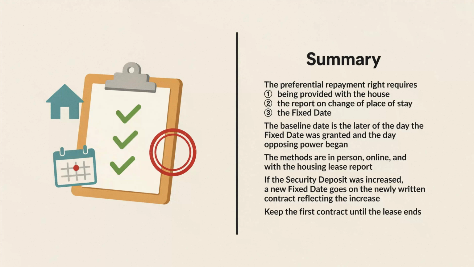Here is the summary. The preferential repayment right requires three things. They are being provided with the house, the report on change of place of stay, and the fixed date. The baseline date is the later of the day the fixed date was granted and the day opposing power began. The methods are going in person, applying online, and submitting with the housing lease report. If the deposit was increased, a new fixed date goes on the newly written contract reflecting the increase. The first contract is kept until the lease ends.